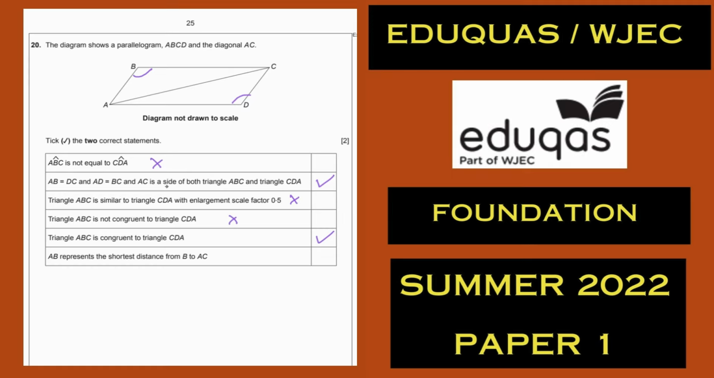Don't assume because you've ticked two. It's always worth double checking the final one to make sure there aren't any more, because you might have just misread. AB represents the shortest distance from B to AC. AB is there, represents the shortest distance from B. No, the shortest distance is there. It would form a right angle. And there we go. Don't just assume the last one's across.